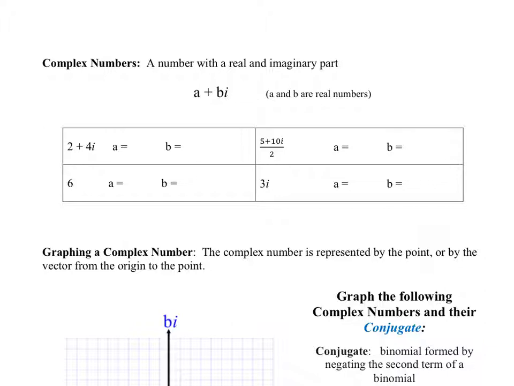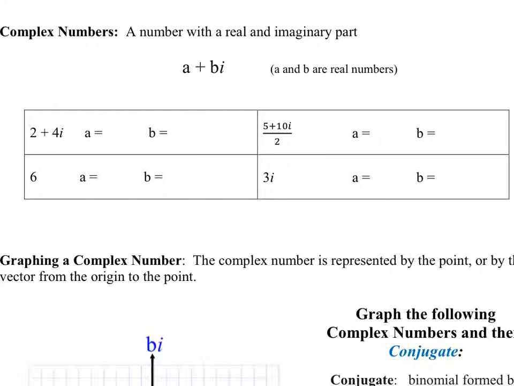Okay, so complex numbers. When you have complex numbers, they have a real part and an imaginary part. So the a is the real part, the b is the imaginary part, or the bi is the imaginary part, but a and b are real numbers. So here, for the first one, the a plus bi form, a is 2, and b is the thing that's next to the i. Then this one, a is 6. What's next to the i? Well, there's nothing next to the i, so that would be just 0.